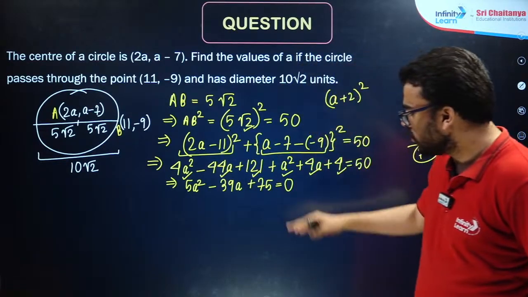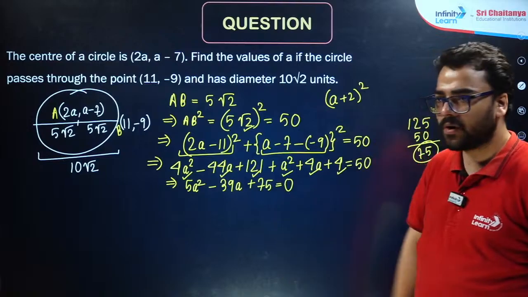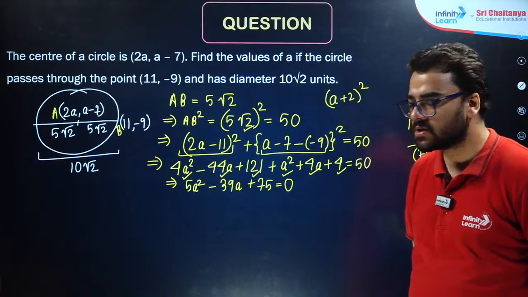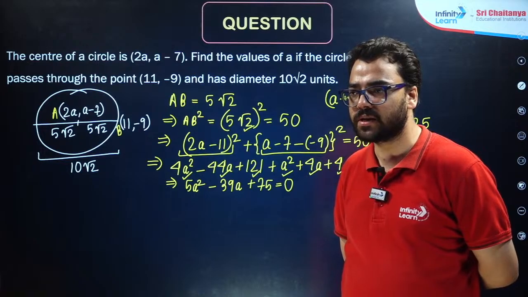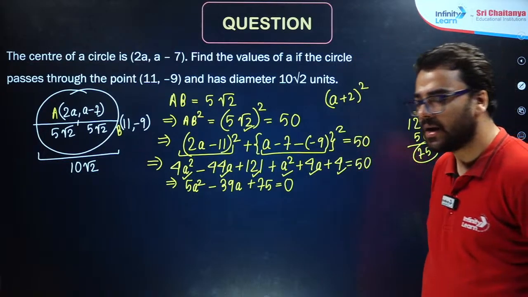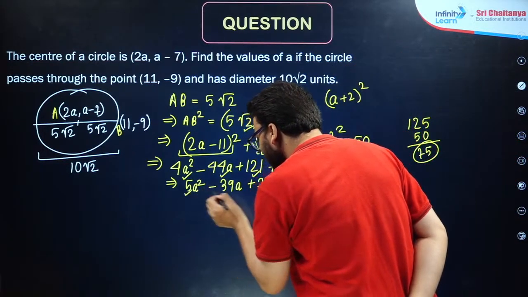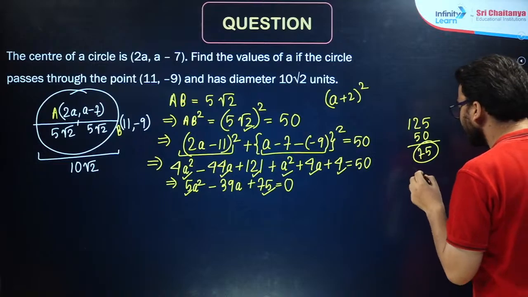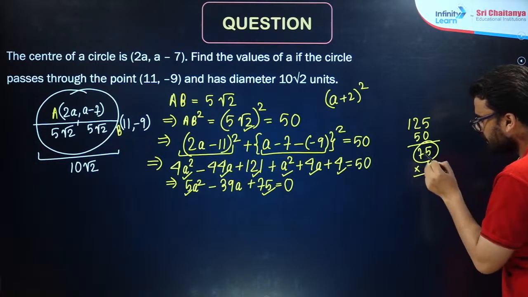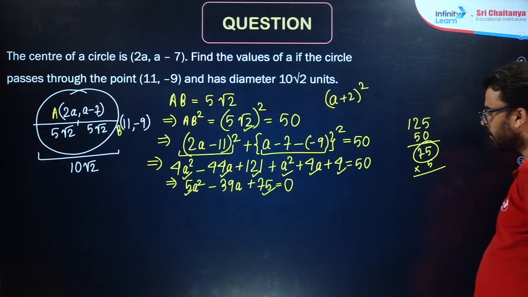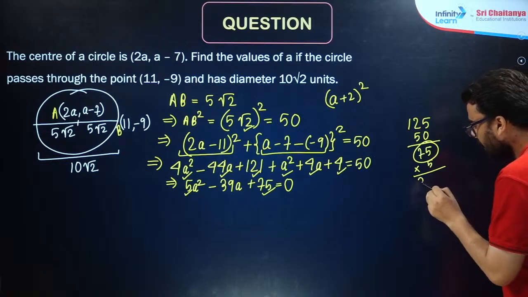Now you can solve this quadratic equation. I hope you understand that. You have to solve this quadratic equation. I guess you know how to solve a quadratic equation using splitting the middle term, right? For that, we have to multiply these coefficients 5 and 75. What will you get? 75 into 5 will be what? 7 5s are 35, 5 5s are 25. So 285 you will get.